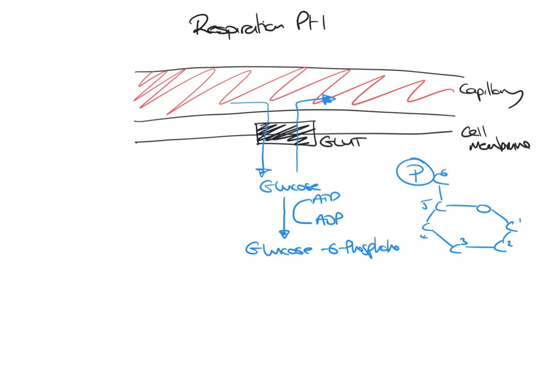Now that's really important because glucose 6-phosphate isn't glucose, which sounds like a completely stupid thing to say, but it's not glucose, and therefore it doesn't contribute to the glucose diffusion gradient. So by converting glucose into glucose 6-phosphate, glucose can diffuse into the cell rapidly.